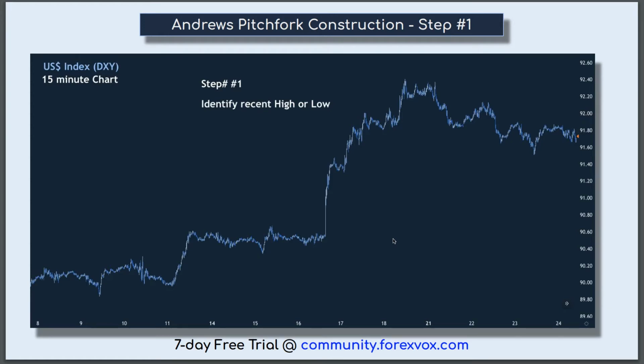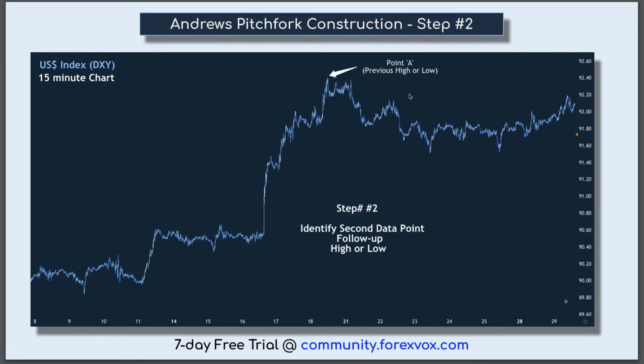In the construction of the Andrews Pitchfork, here's step one. You identify a recent high or low, in this case for the US dollar index. We'll identify point A.